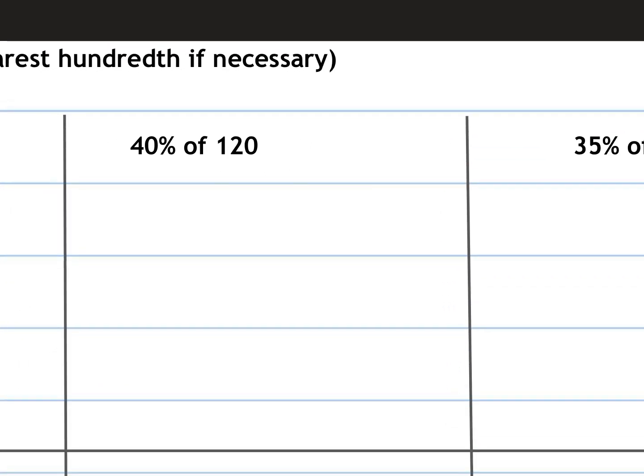Next one, 40% of 120. So again, we're going to turn that 40% into a decimal by moving the decimal 2 spots to the left. "Of" here means our multiplication, and we're going to multiply that by 120. So 0.4 times 120 is 48.